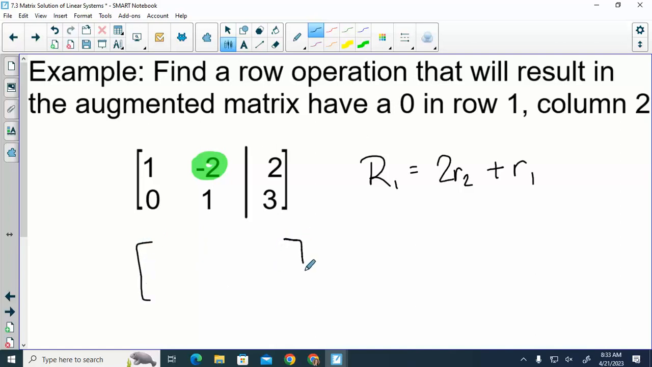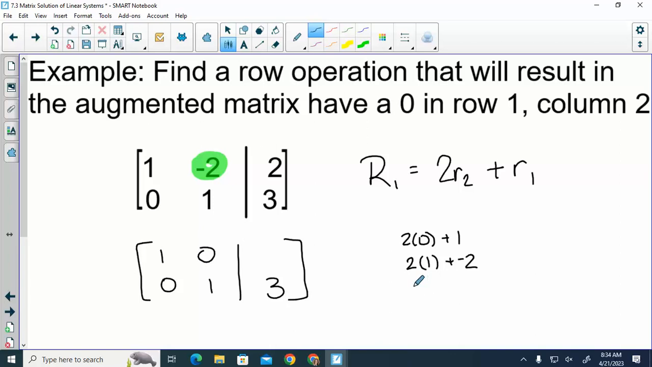Let's see what we get. When I do this, the second row didn't change. For the first row, I'm going to take the second row times 2 and then add it to the first. So that would be 2 times 0 plus 1, which is 1. 2 times 1 plus -2. 2 times 3 plus 2.